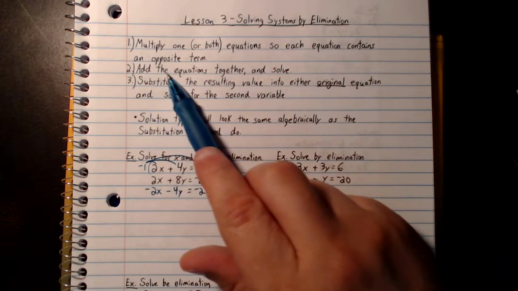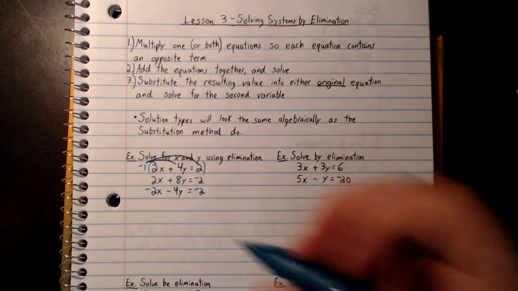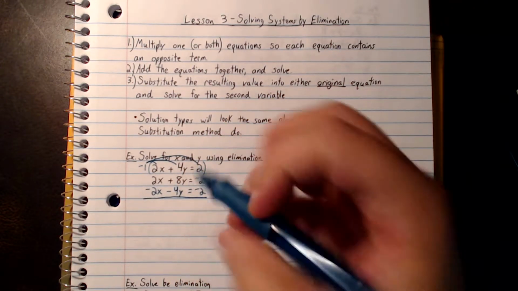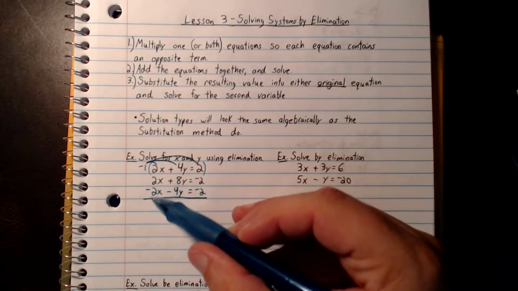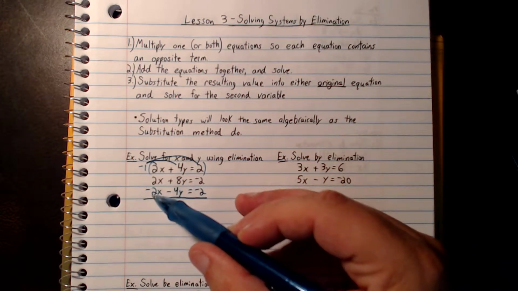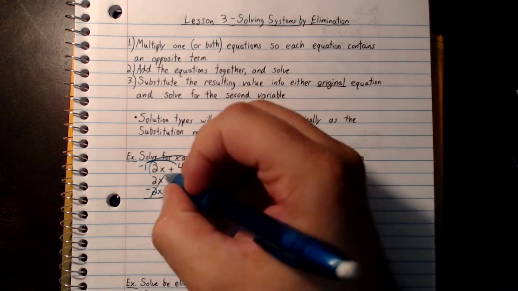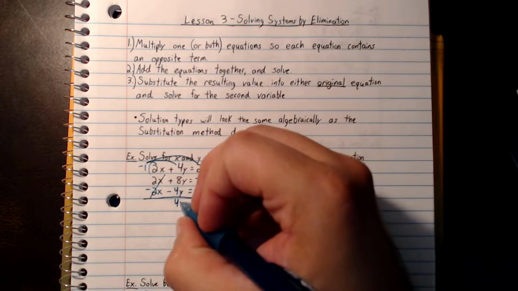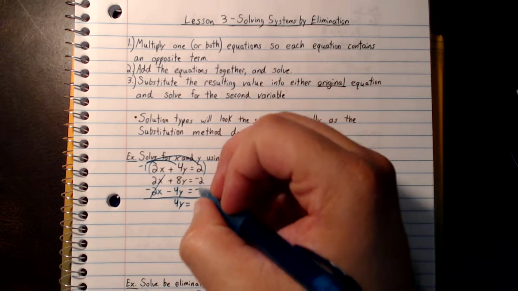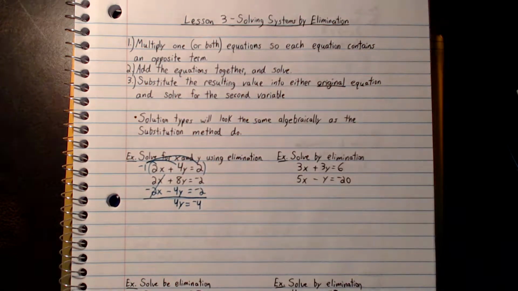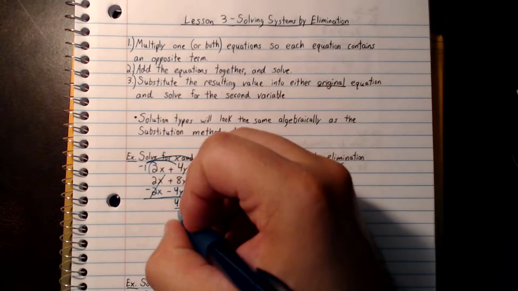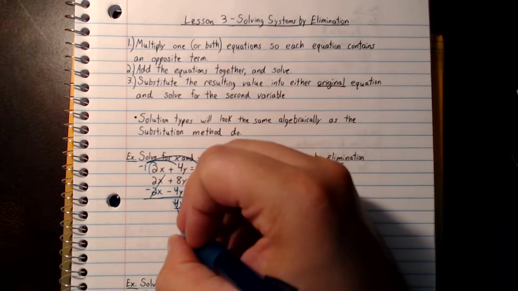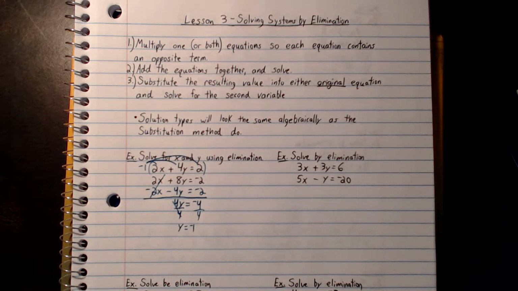Step 2 says that we need to add these equations together and solve. Now the whole point of step 1 was so that when we do our addition, these x's will eliminate, right? Because they're opposite terms. So when we add those, we no longer have x's. When we add our y's, we end up with 4y. And when we add negative 2 and negative 2, we get negative 4. And then we just have one more step to solve. We end up with y equaling negative 1. Pretty easy, right? We didn't have to do any kind of substitution. A little bit faster there.